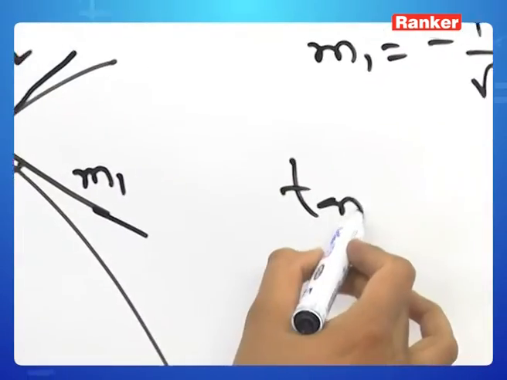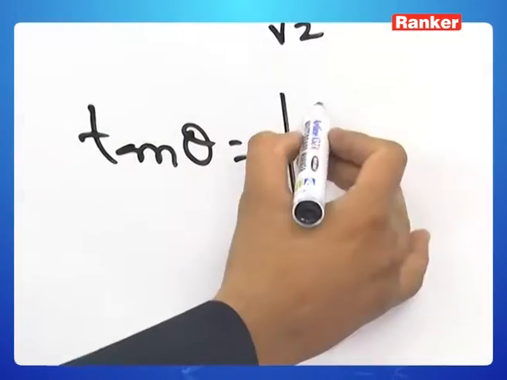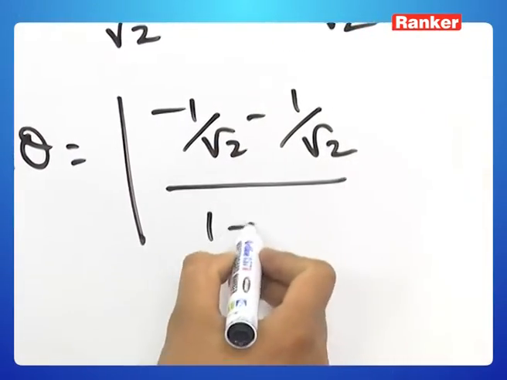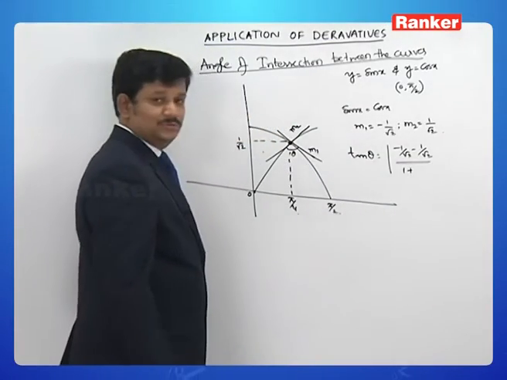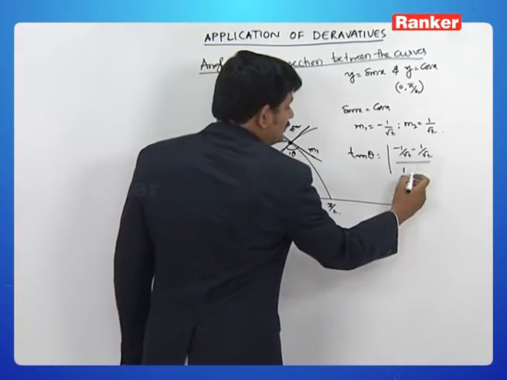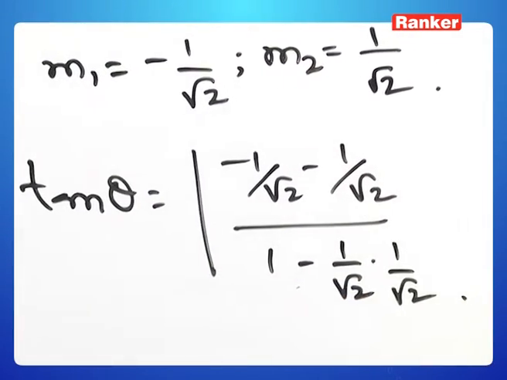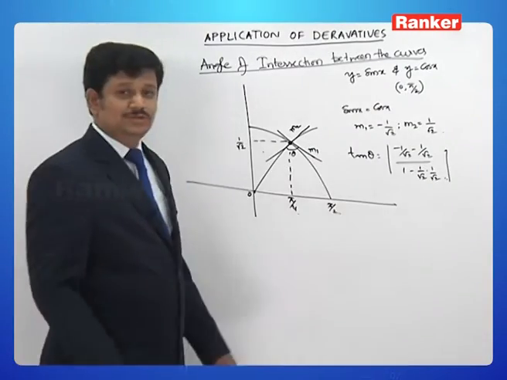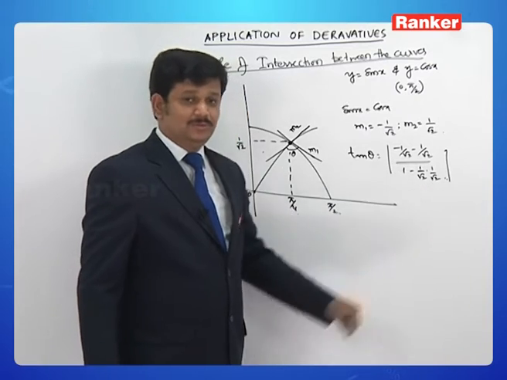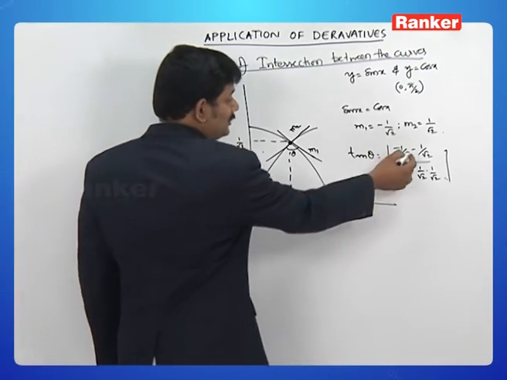And angle between the curves, tan theta, is given by modulus of m1 minus m2 by 1 plus m1 m2, that is minus 1 by root 2 minus 1 by root 2 by 1 plus m1 m2. So, tan theta is given by m1 minus m2 by 1 plus m1 m2. m1 is minus 1 by root 2, m2 is 1 by root 2. So, tan theta here we have.